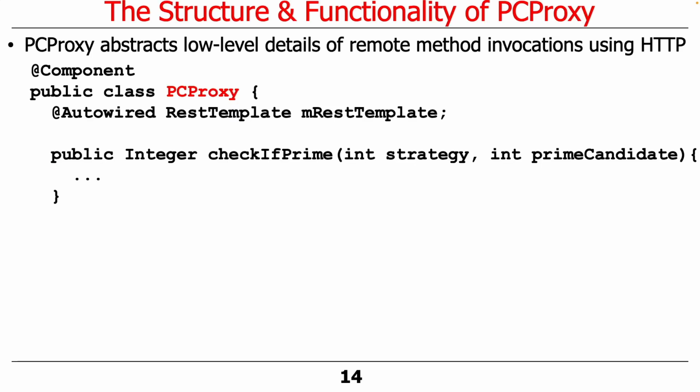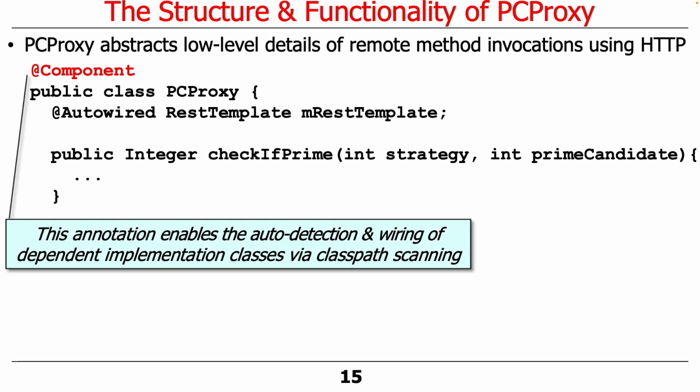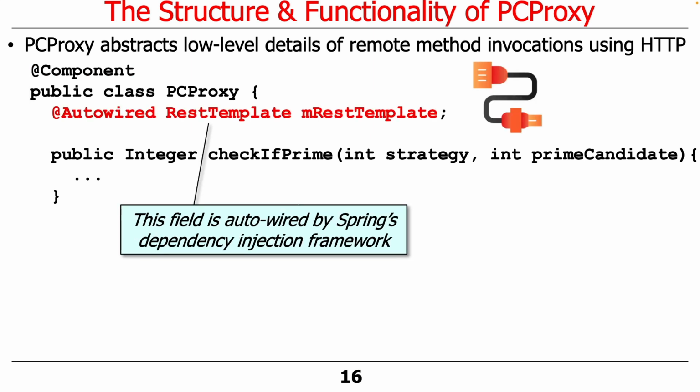So let's go ahead and take a look at the proxy class. It's really quite simple. This should look very familiar to you by now that you've done some of these yourself. So we have a proxy class, which is going to be a component, so we can auto-wire it. We have the auto-wired REST template. The REST template is the means by which the client can contact the server and get it to do various things at the right port numbers and so on.